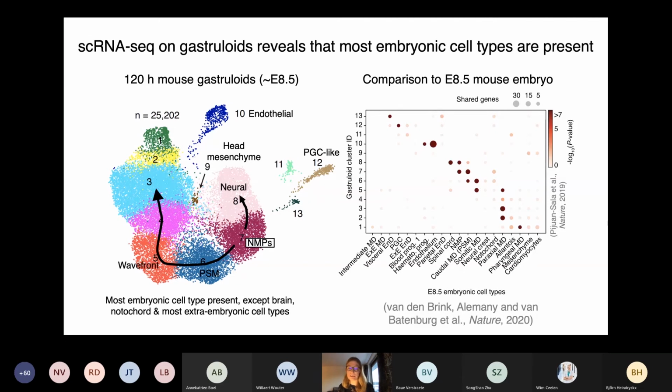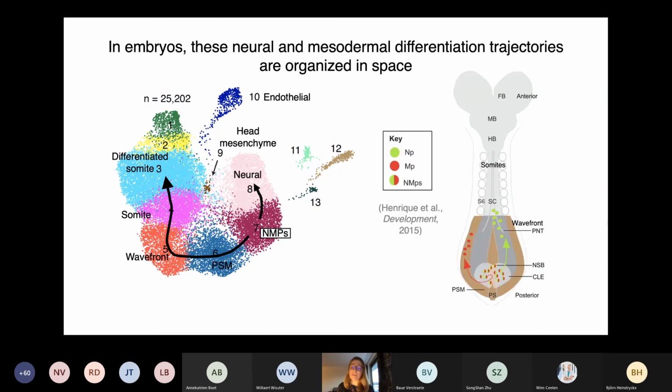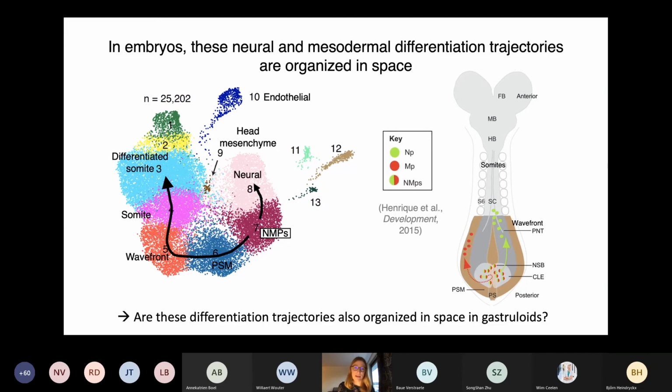NMPs differentiate towards pre-somitic mesoderm, then they differentiate towards wavefront. I'll explain this in more detail later. And then these cells differentiate towards early and late somitic fate. And in embryos, the neural and mesodermal differentiation trajectories that we identified are very organized in space. NMPs are localized in the tailbud of the embryo, in the posterior part of the embryo, while the more differentiated mesodermal and neural tissues, such as the somites, are localized more anteriorly in embryos. And to investigate whether this was also the case in gastruloids, we decided to also apply spatial transcriptomics to gastruloids.